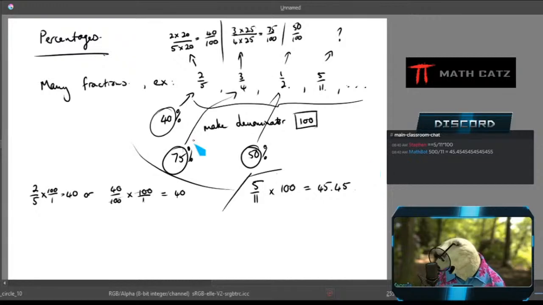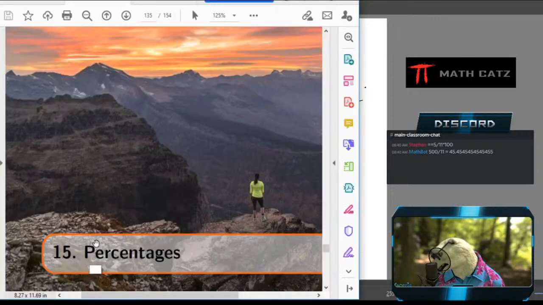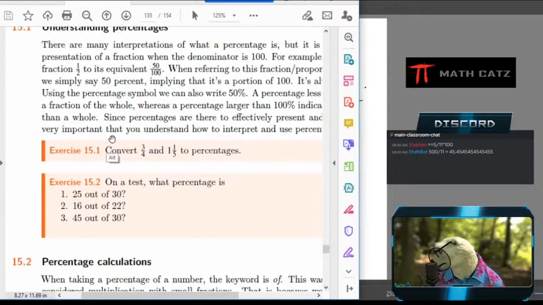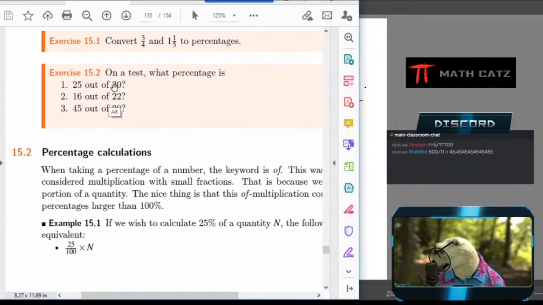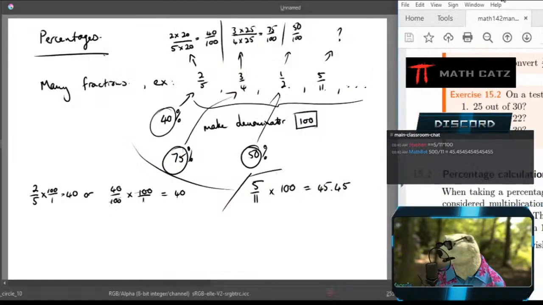So let's see if we have some examples to work with. Percentages over here. Okay, so we have exercise 15.1. Now, I already did 3/4, didn't I? Well, I'll do it anyway.